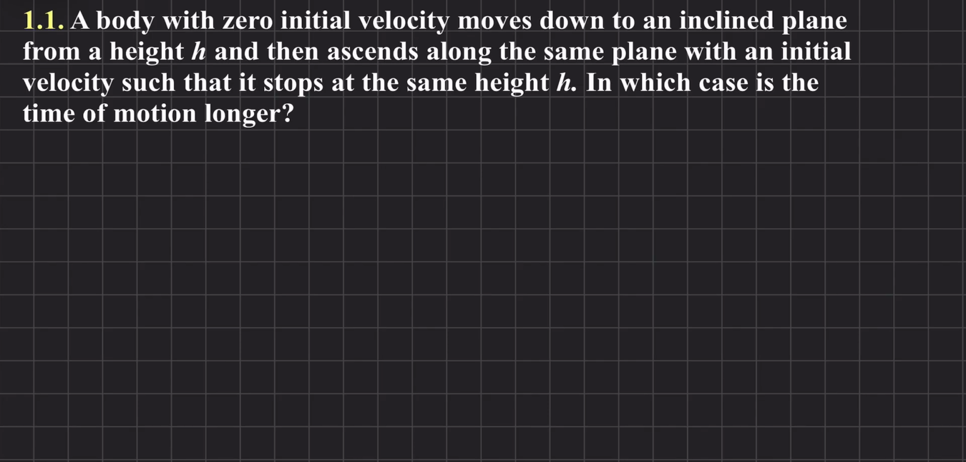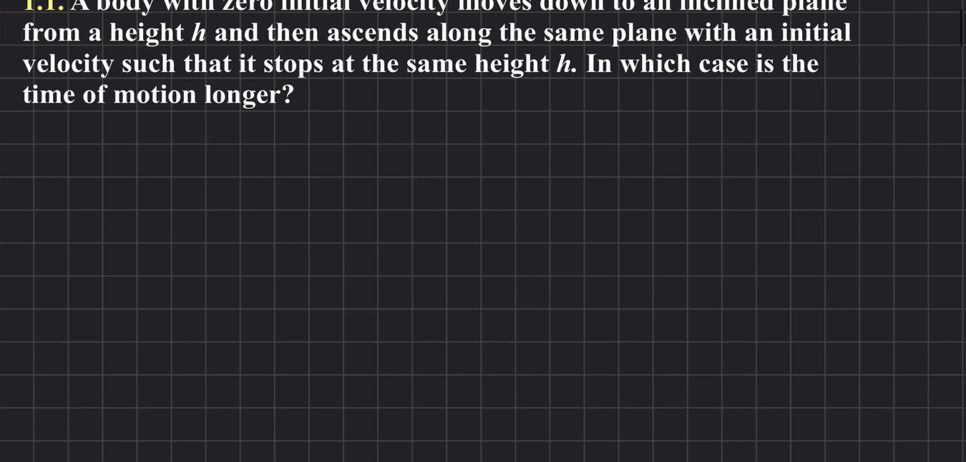So let's start, guys. First let me formally read this problem, and then we'll see how to solve it. The problem says: a body with zero initial velocity moves down an inclined plane from a height h and then ascends along the same plane with an initial velocity such that it stops at the same height h. In which case is the time of the motion longer?